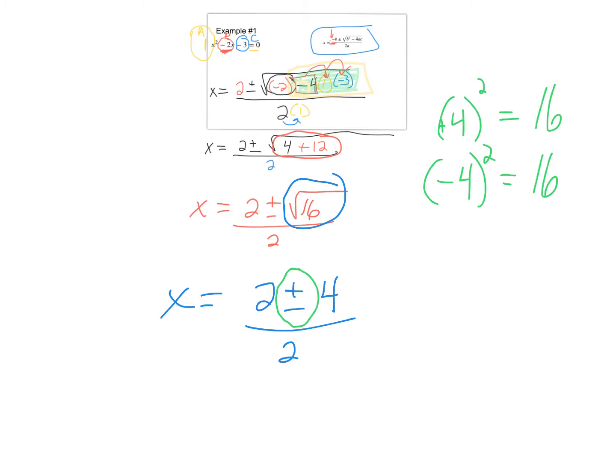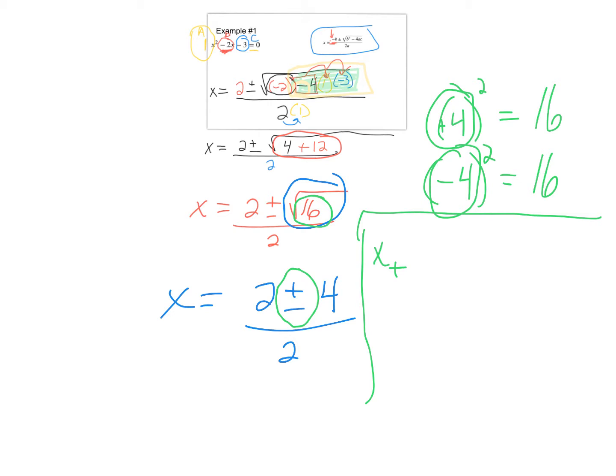Okay? So what the plus or minus symbol does here is it takes into account you could have the positive 4 or negative 4 and still get positive 16 as a solution under the radical. Okay? So because of that, we have to worry about the positive and negative solution sets that we get from this. So we're going to do two solution sets.